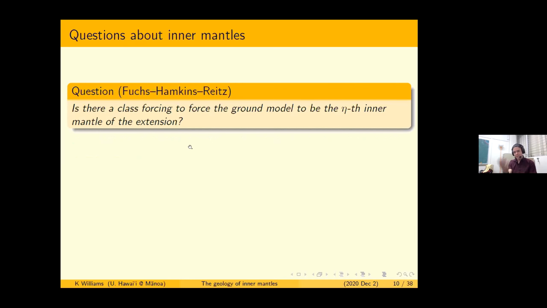Okay. Yeah, so this is what I just said. So this was asked in the Fuchs, Hamkins, Reitz paper. Is there a class forcing notion which forces the ground model to be the eta-th inner mantle of the extension? And I didn't write it on the slide, but of course we want this to happen non-trivially. Because if, like this L example, L is its own eta-th inner mantle, so just do trivial forcing, and it's the eta-th inner mantle of the extension. So we want this to happen where all of these things below the eta stage are different.